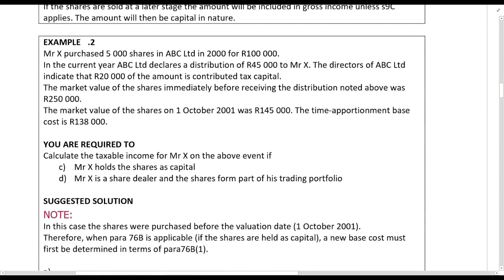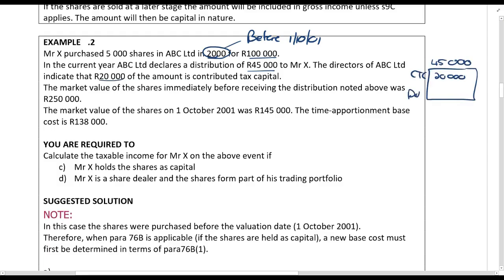Okay, now, example 2. Same situation, guys, but paragraph 76B is a little bit more complicated because here the shares were purchased in 2000, so before 1 October 2001. Mr. X purchased 5,000 shares for 100,000 rands. In the current year, 45,000 is declared, 20,000 of that is contributed tax capital. So it's exactly the same. I deliberately did it the same, guys. 20,000 rands CTC and a dividend of 25. The market value of the shares immediately before receiving this was 250, and then the market value of the shares on 1 October 2001 was 145, and time portion of base cost was 138.